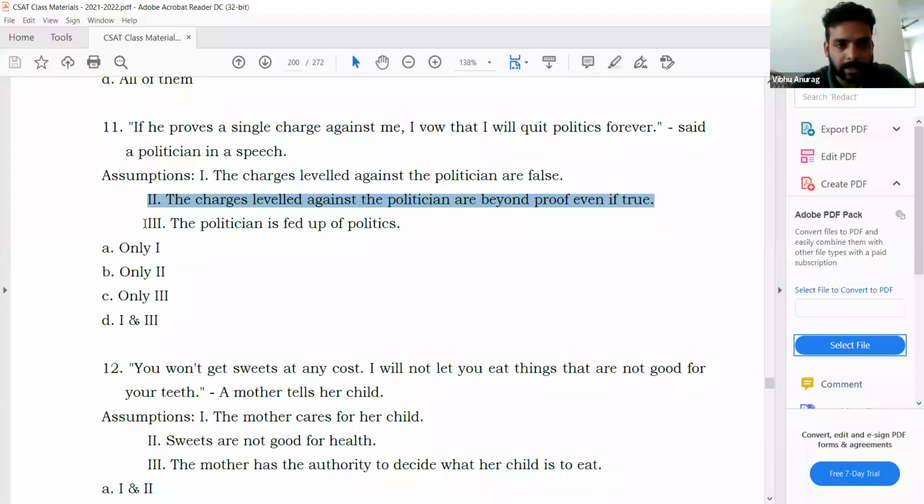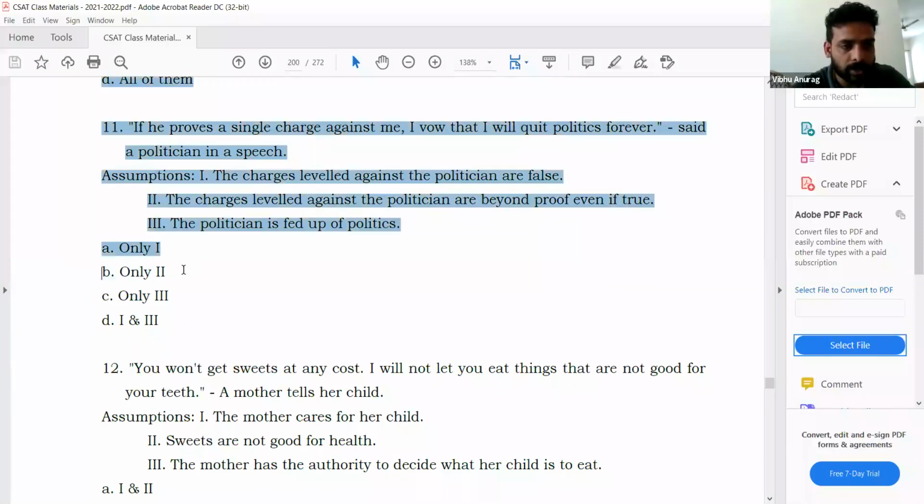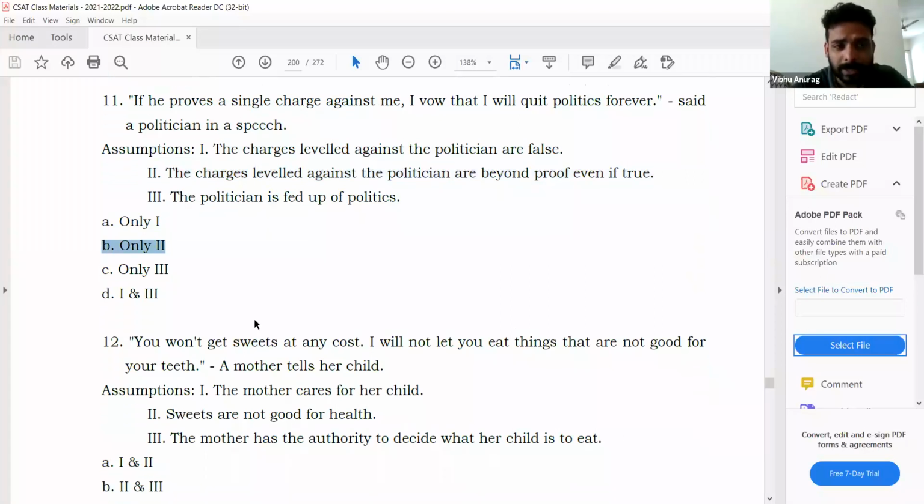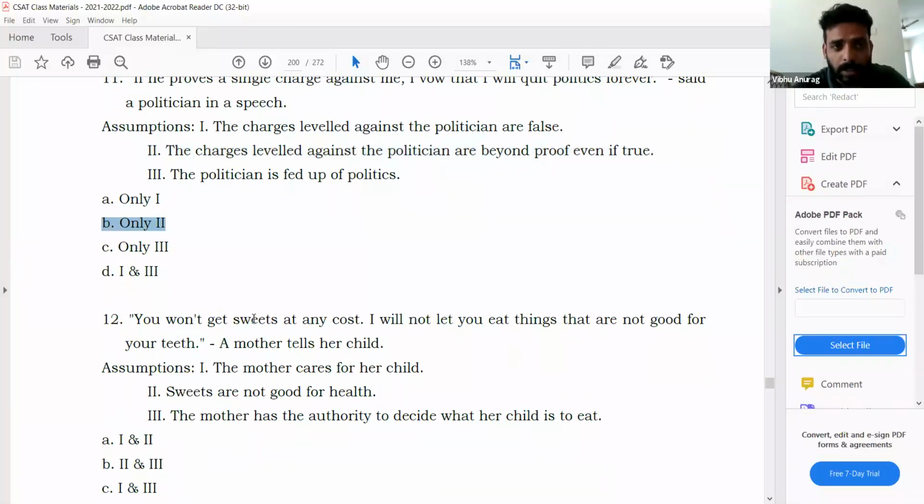Second assumption is correct. Third one, the politician is fed up of politics. He's not indicated anywhere that he's tired of politics. So no, only the second one. The answer for question 11 is B, only 2. Any doubts with this? I hope it's clear.